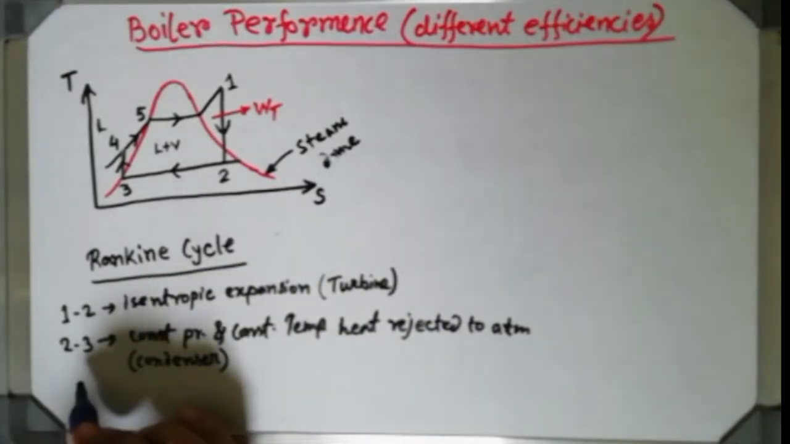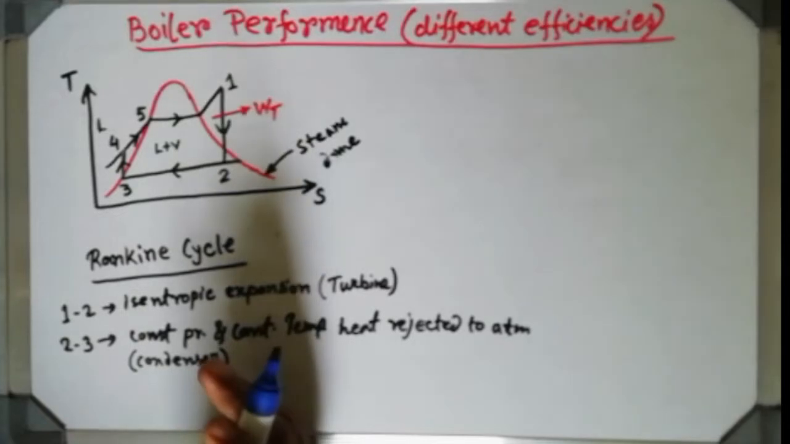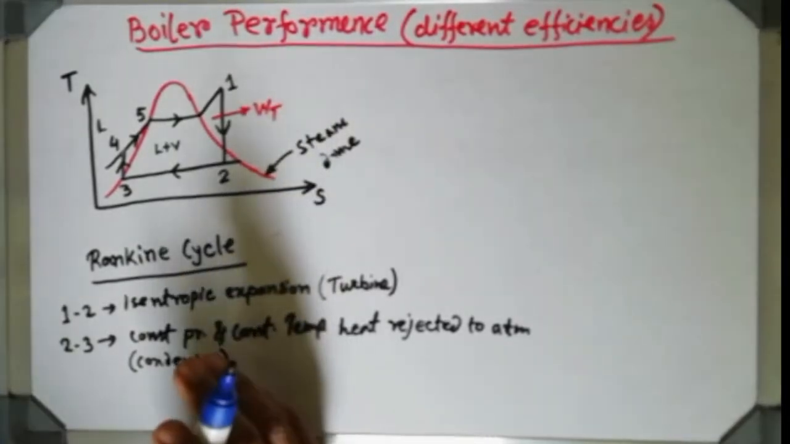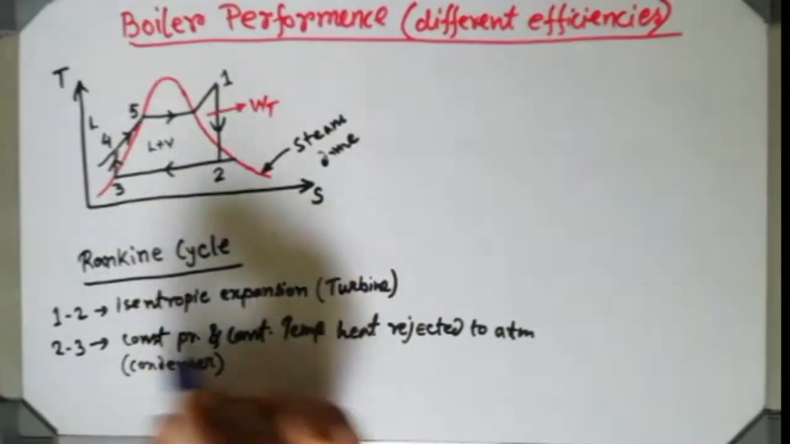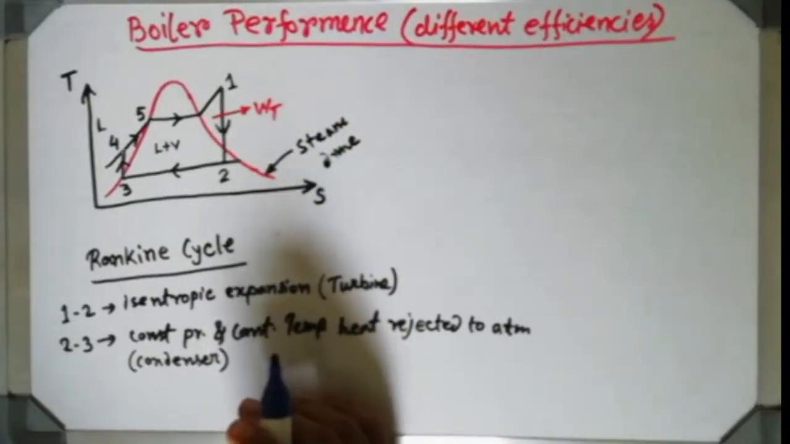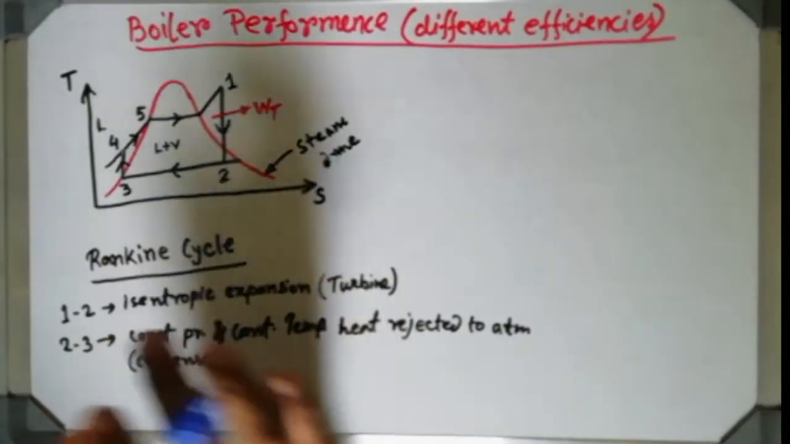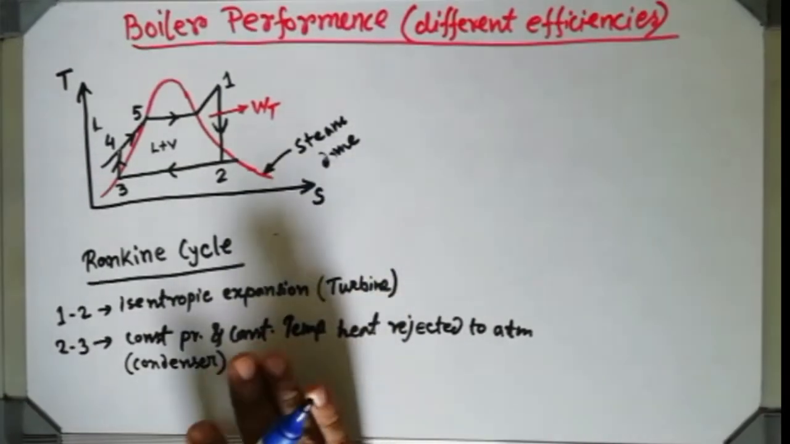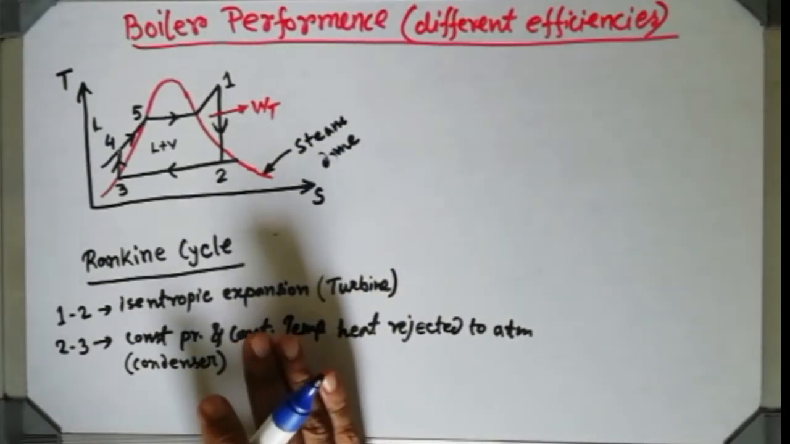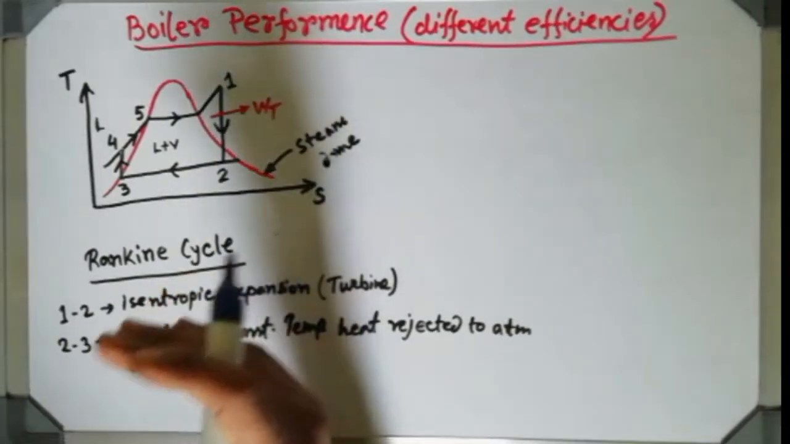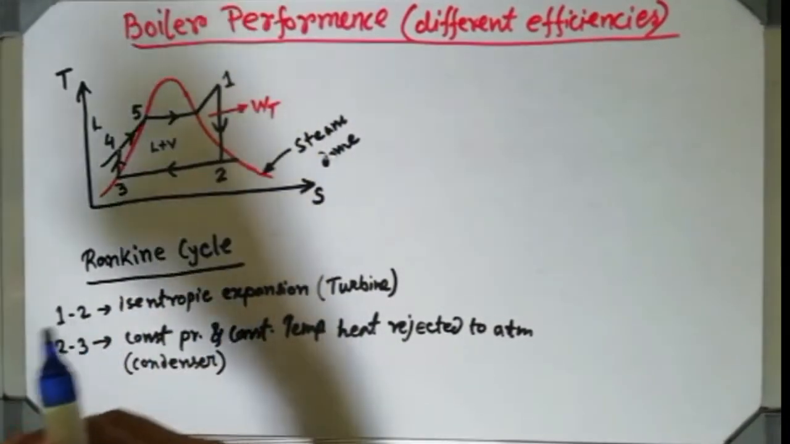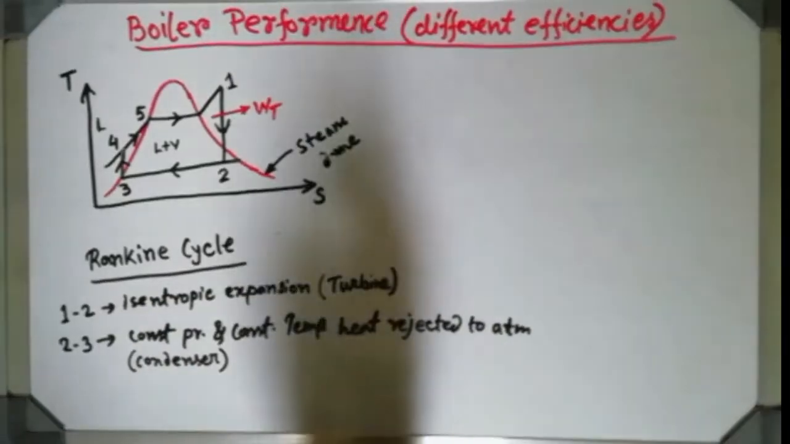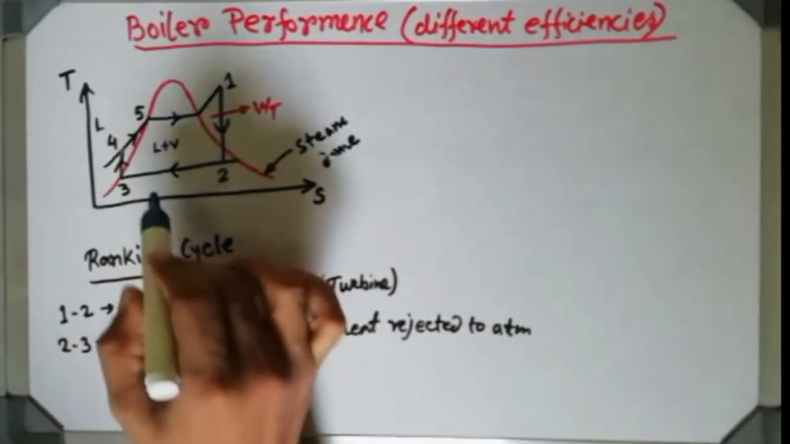That kind of condenser you can see in your refrigerator, in your air conditioner, everywhere. There is a spiral kind of tube at the back side. I think you people have seen. That spiral tube is nothing but a condenser. It is nothing but a heat rejection device. Inside of that, the hot working fluid will reject the heat to the atmosphere. So this is the condenser work.